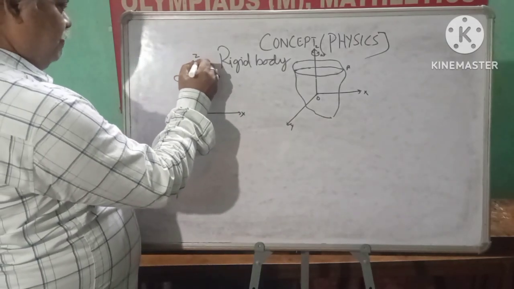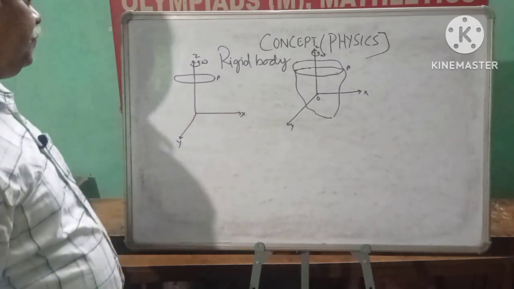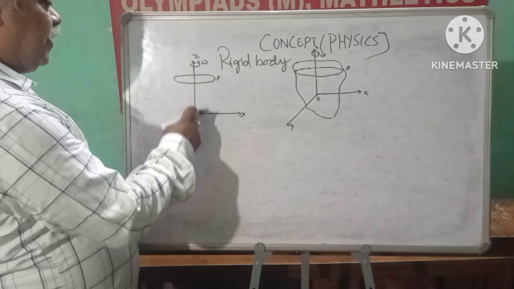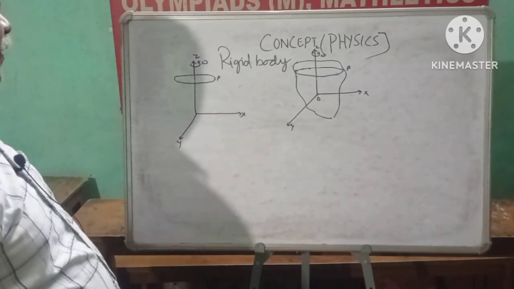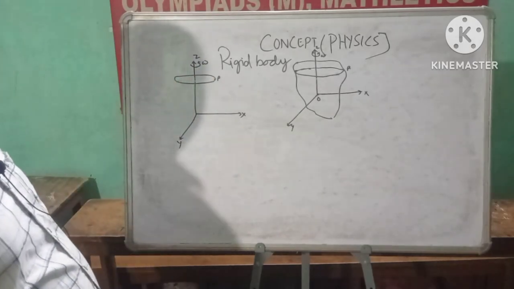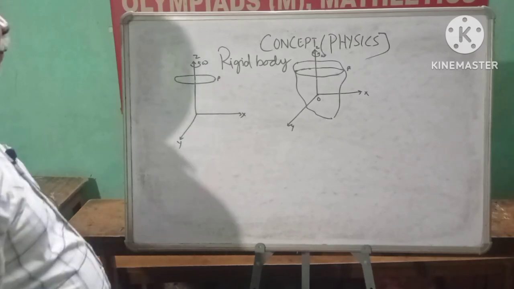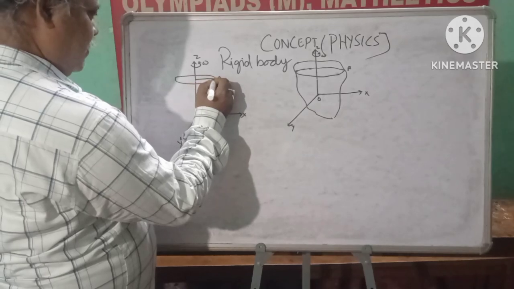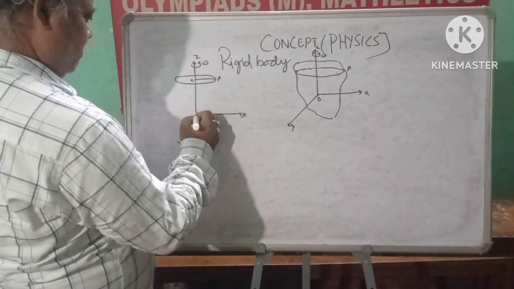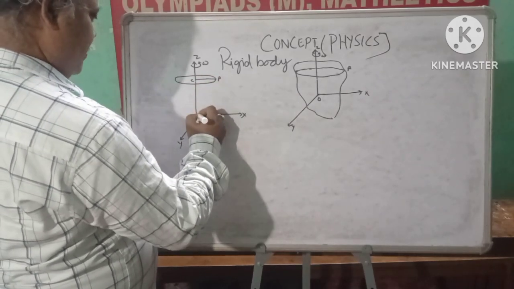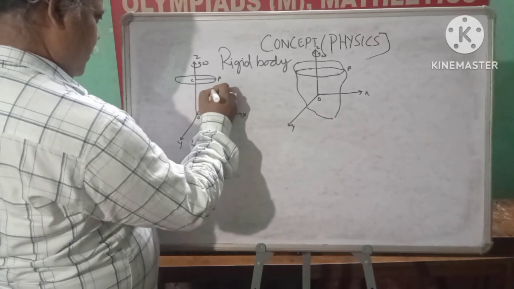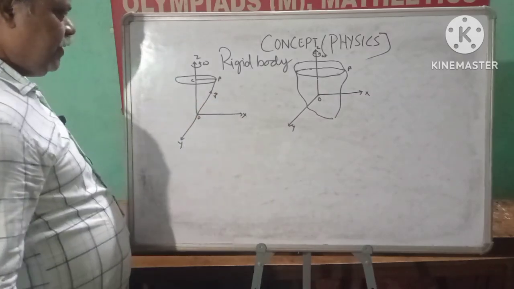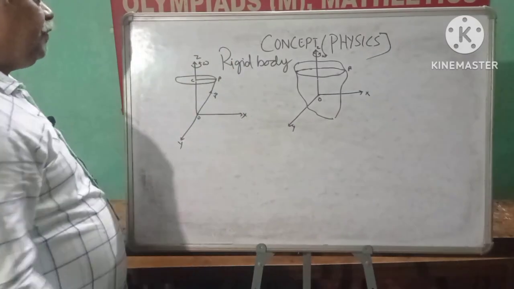Your angular velocity is in z direction. That means this is rotating about the z axis. Now let us take this from here, from the axis C, this is O, and this is your position vector R. So here it is moving with angular velocity.